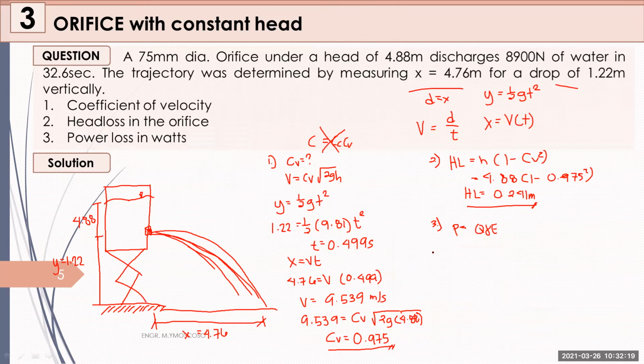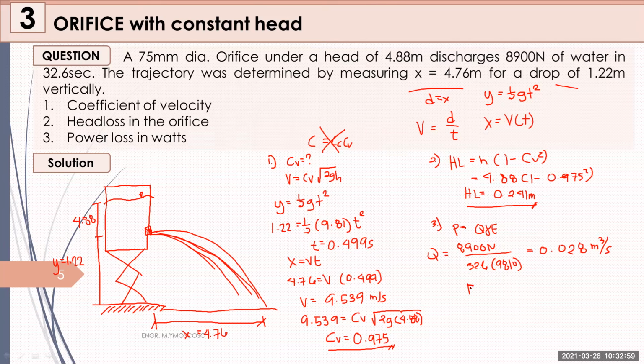Ibig sabihin, your Q would be 8,900 Newton divided by 32.6. So let us convert that one into cubic meters per second. So let us divide by 9,810 Newton per cubic meter. So therefore, ilan ang magiging value nito? 8,900 divided by 32.6 times 9.81. Therefore, the value of your Q would be 0.028 cubic meters per second.